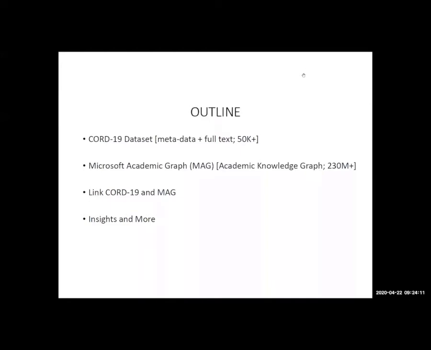So in this talk, I would like to cover 4 main points. The very first is a quick high-level introduction about what COVID-19 is, and next, what the Microsoft Academic Graph, or MAG, is. And then we would like to cover why we would like to link these 2 data sets together and how to achieve this. And lastly, I will share some insights and interesting observations about the linked data set, and also what the next steps are and the open data available for everyone to work with.